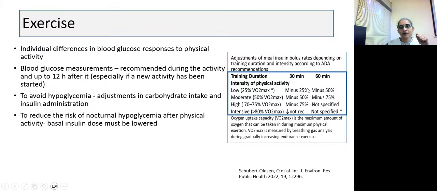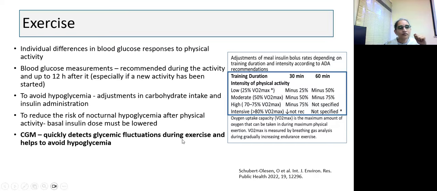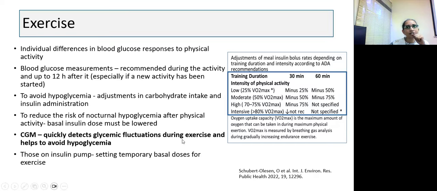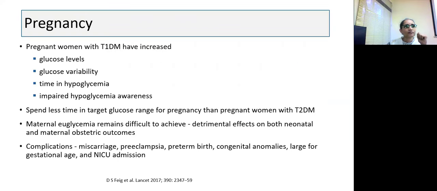This is the current recommendation by the ADA, that depending on the intensity of exercise, we have to reduce the insulin doses proportionately. When we use a CGM, it's often easy to detect these glucose fluctuations, and we can set the insulin pump to a lower level at a temporary basal level to reduce these exercise-induced hypoglycemias.